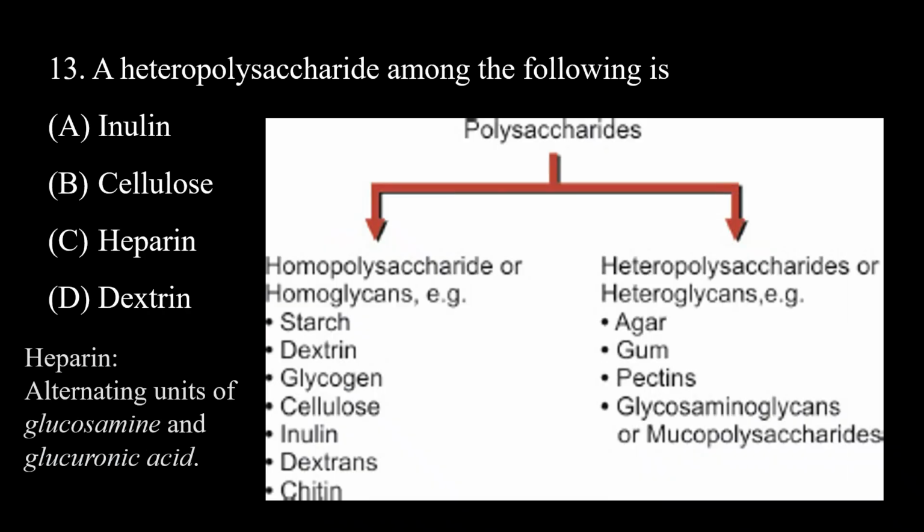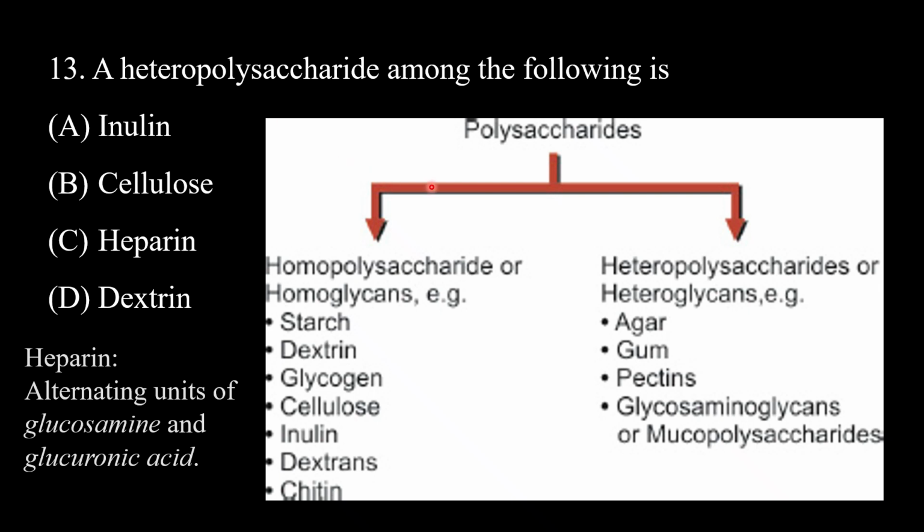13. A heteropolysaccharide among the following is A. Inulin, B. Insulin, C. Heparin, D. Dextrin. As the name indicates, hetero means different. So heteropolysaccharides are the polysaccharides that are made up of different monosaccharide units.